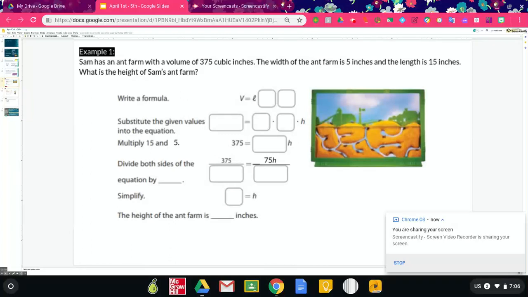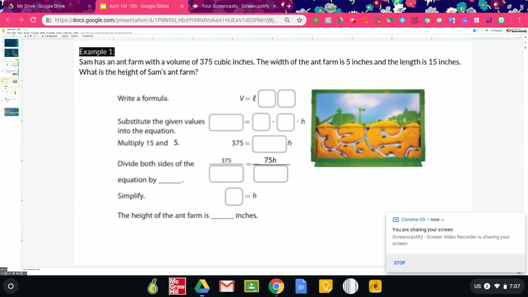We're going to cover how to solve volume equations, and we're going to go through 3 examples. The first one says, Sam has an ant farm with a volume of 375 cubic inches. The width of the ant farm is 5 inches and the length is 15. What is the height of Sam's ant farm?